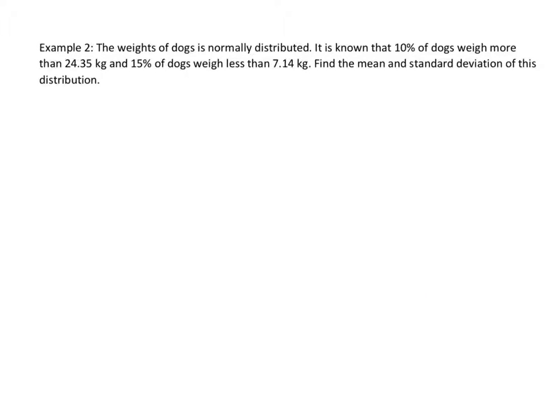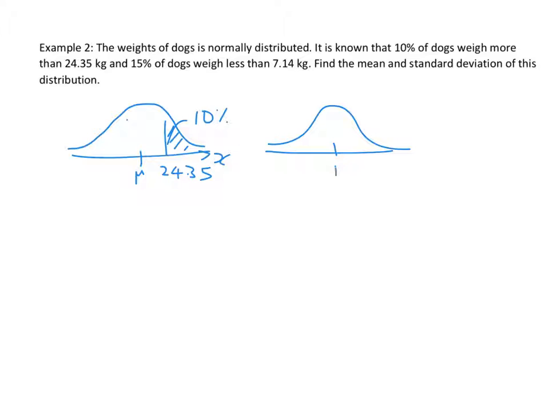Now here we have another classic problem. We have a normal distribution. We've been told 2 pieces of information this time, and we're being asked to find the mean and the standard deviation. So once again, I'll draw my pictures to show what I'm doing. I have no idea what the mean is, but I'll mark it in like so. And 10% weigh more than 24.35, so 10% is over here, and that's 24.35. And the other picture is over here, and we'll have the mean again, and 15% weigh less than 7.14, so it's down here, that's 7.14, and that's 15%. Obviously it's not a perfect picture because I think the 7.14 should be closer to here.